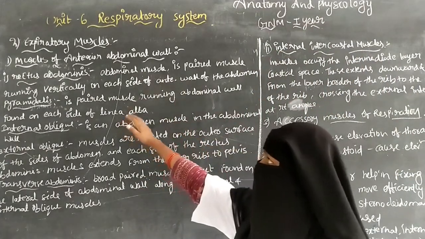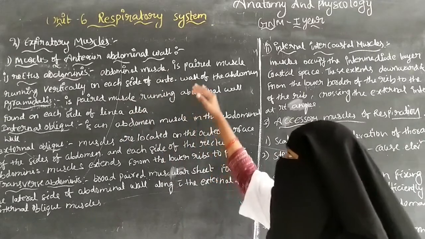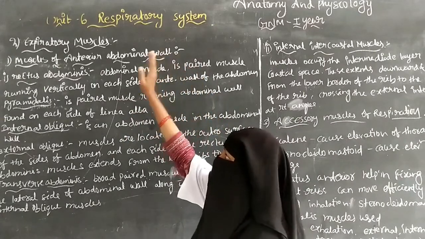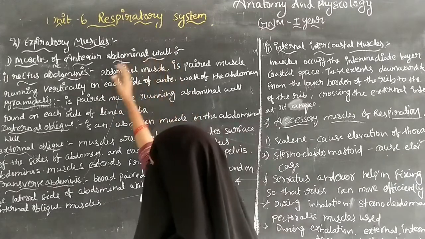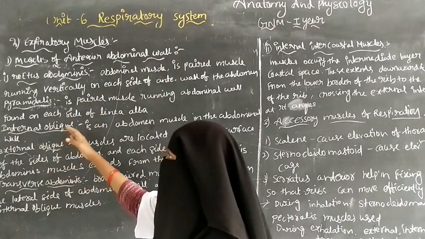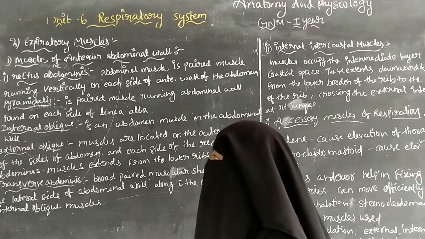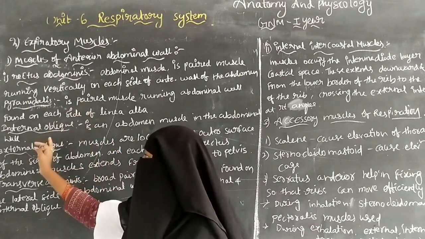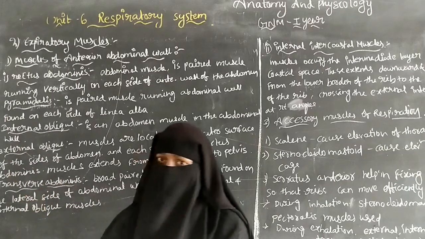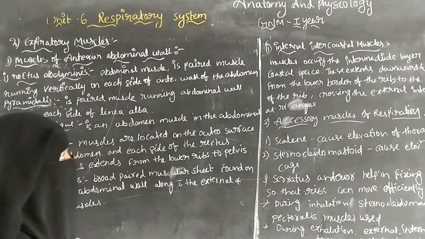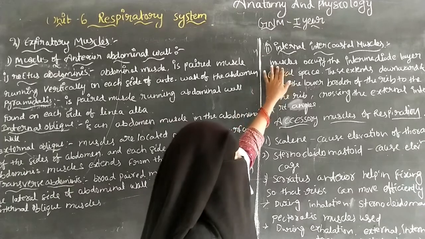The first one is the muscles of the anterior abdominal wall. These include the rectus abdominis, the pyramidalis, the internal oblique, the external oblique and the transverse abdominis. And the second type is the internal intercostal muscles.